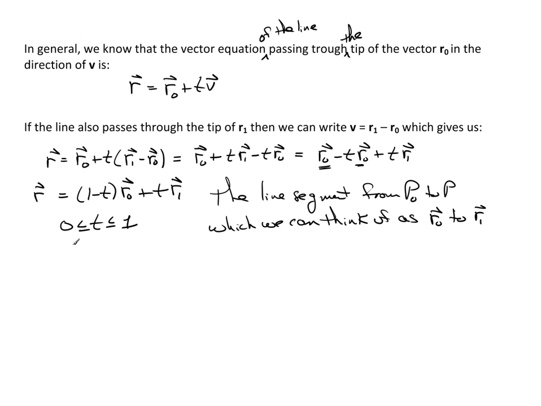Now if you notice here, if t equals 0, this piece right here goes away, so all I have is 1 times r naught. So at t equals 0, all I have is the vector r naught, which is a position vector for my point P naught. When t equals 1, I have 1 minus 1, which is 0, so r naught goes away, but I have 1 times r1. And that's the position vector for that second point, P.